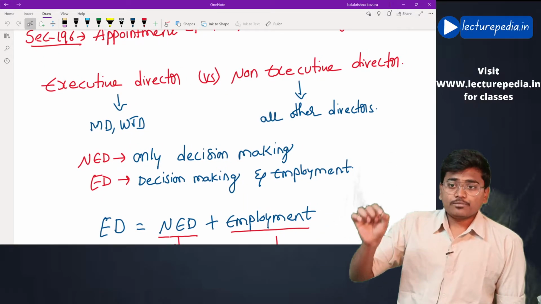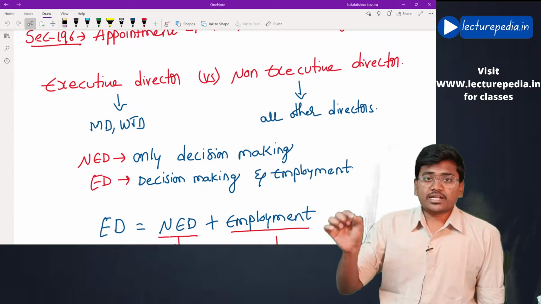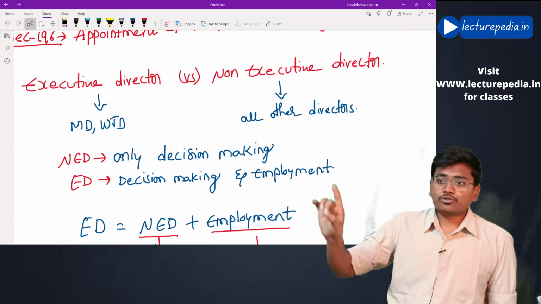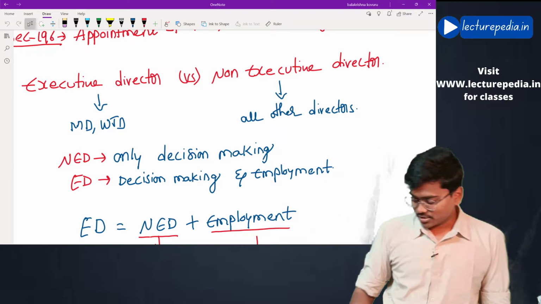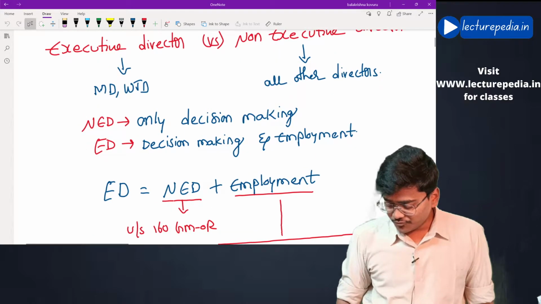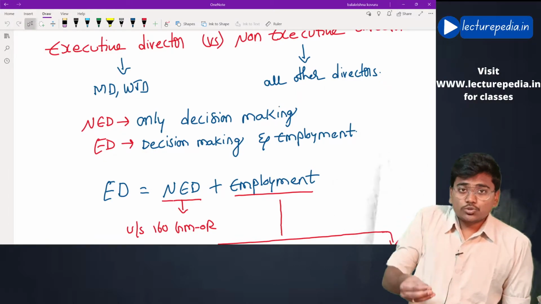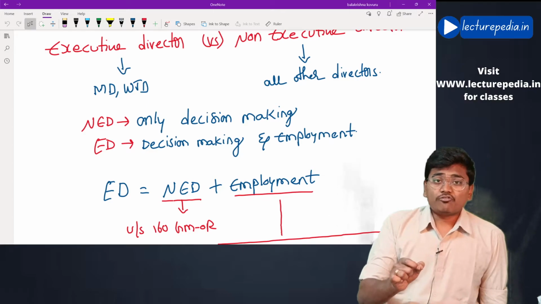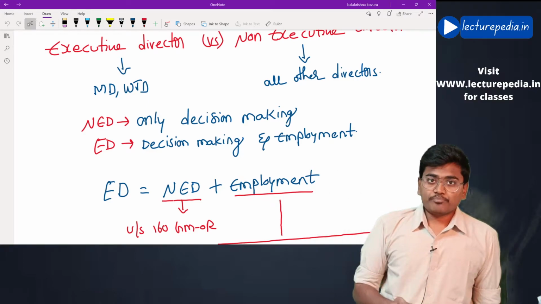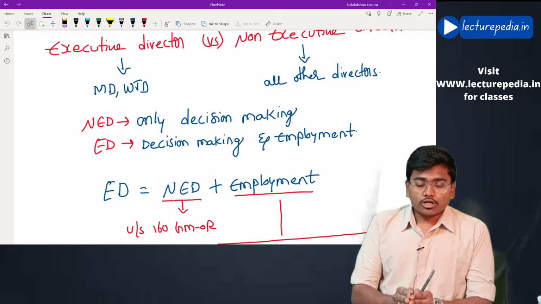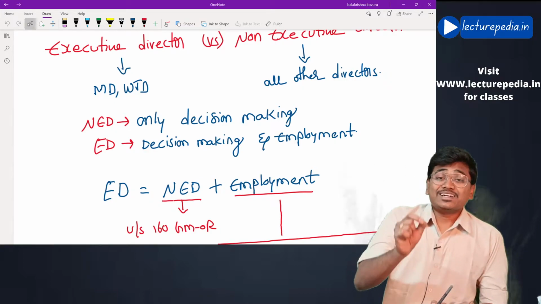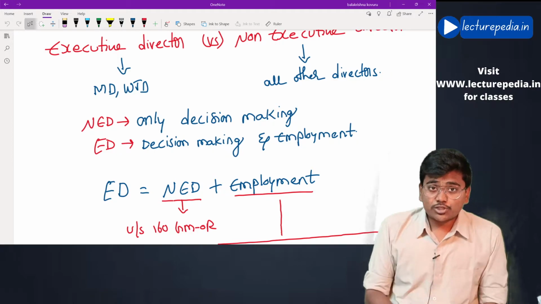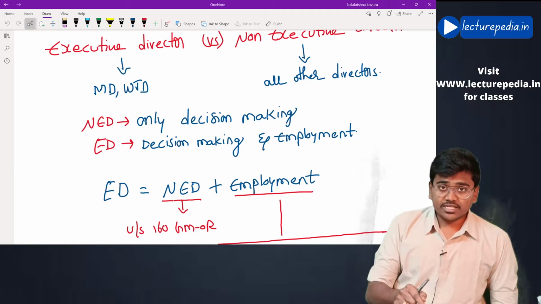First of all, executive director means managing director and whole-time director will be known as executive directors, and all other directors will be known as non-executive directors. Now, what is the difference? If you see, a non-executive director is appointed in the company only for the purpose of decision making.